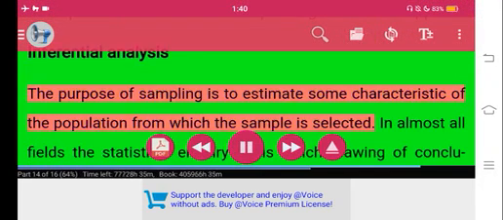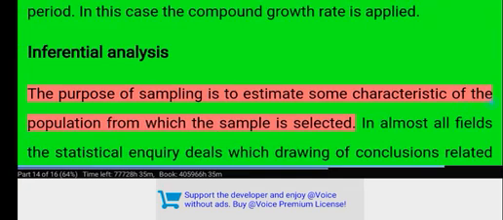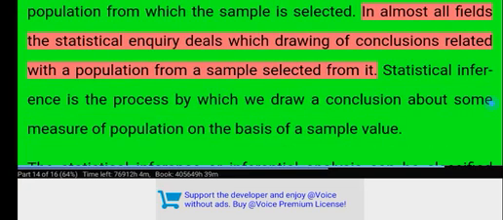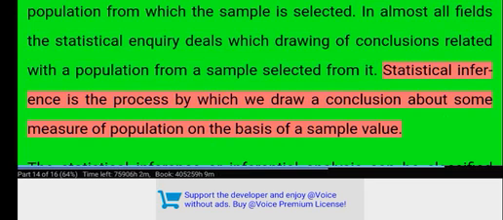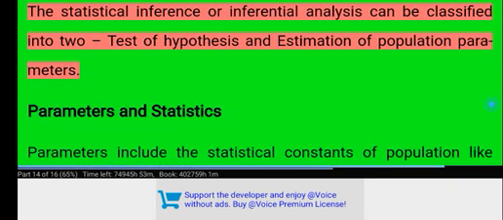Inferential analysis. The purpose of sampling is to estimate some characteristic of the population from which a sample is selected. In almost all fields, the statistical inquiry deals with drawing of conclusions related to a population from a sample selected from it. Statistical inference is the process by which we draw a conclusion about some measure of population on the basis of a sample value. The statistical inference or inferential analysis can be classified into 2: test of hypothesis and estimation of population parameters.